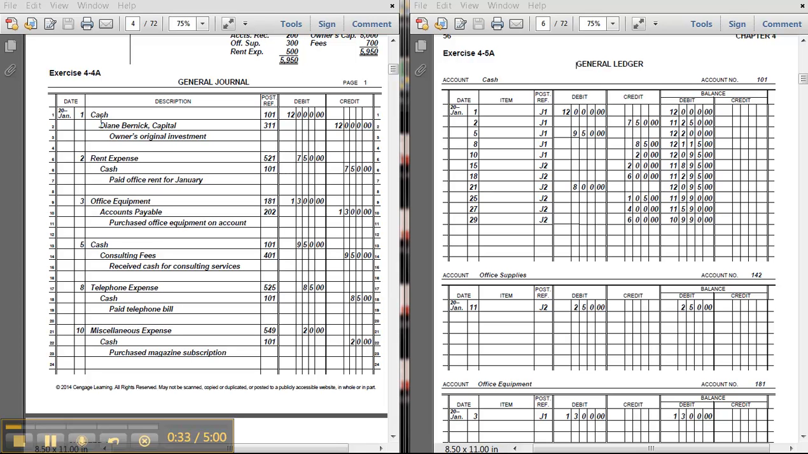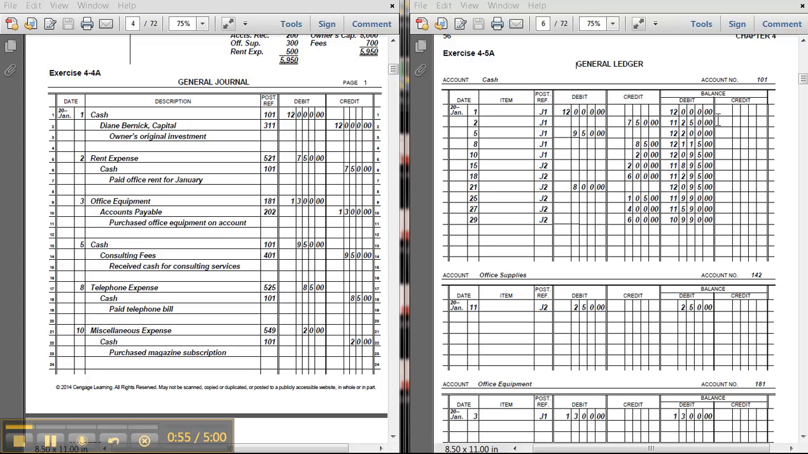So I'm going to look at my first transaction where I debited cash. So I'm just copying that over. So whatever I did on the journal, I'm going to do the same thing on the ledger. So I'm taking my cash that I debited for $12,000. I'm going over here to my cash account on the ledger, putting my date, the $12,000 debit, and I'm creating and calculating my new balance.